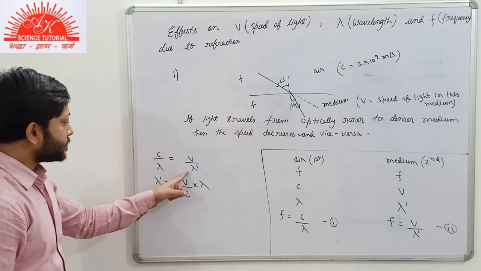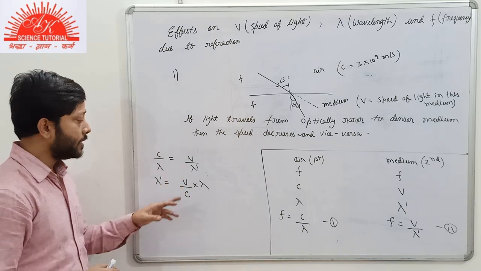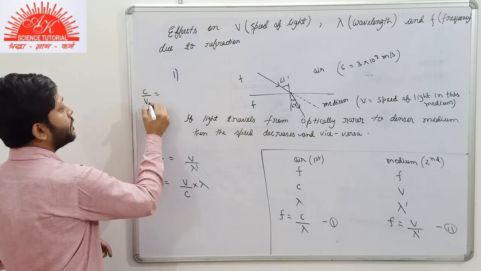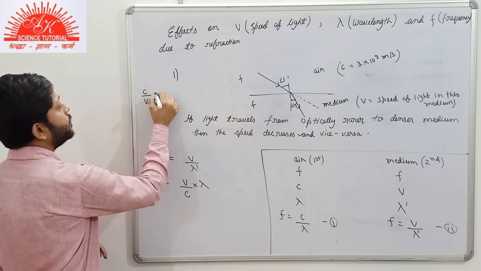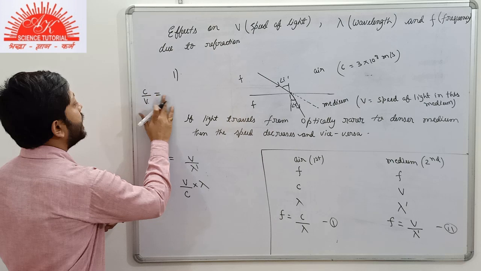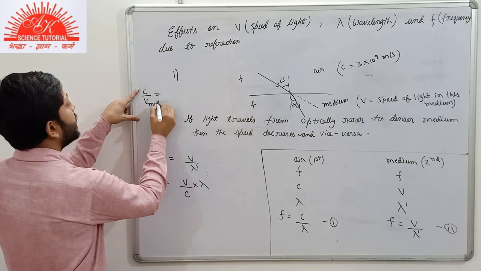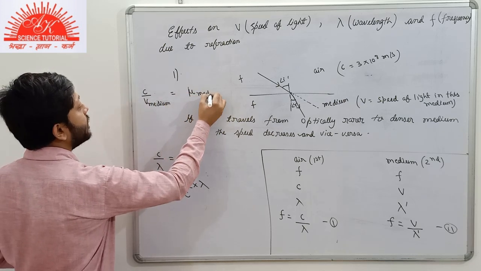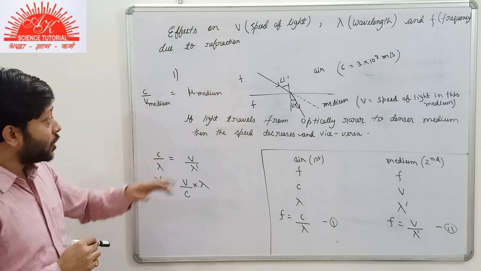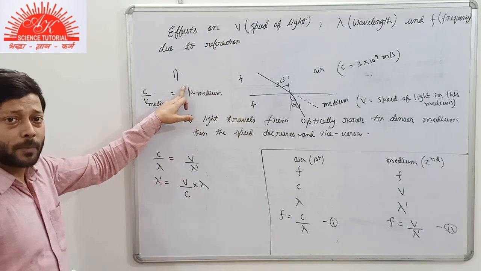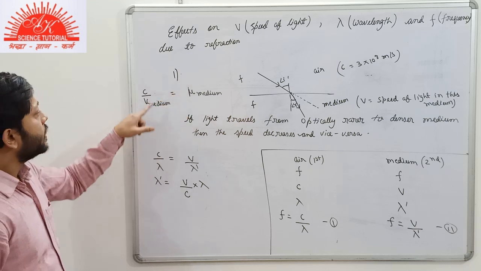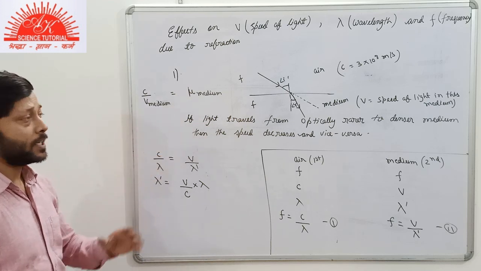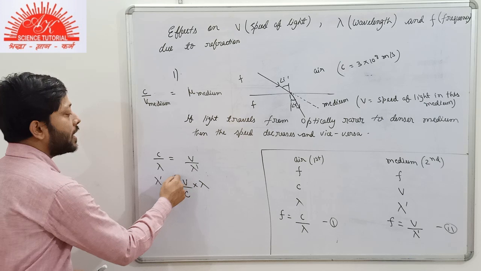So what do we do here? v by c. In the last part I told you that c by v, that is the speed of light in air or in vacuum to the speed of light in the given medium, is equal to the refractive index of the given medium, that is the absolute refractive index. If the first medium is not mentioned here, it means that the medium is air. So c by v is equal to the absolute refractive index of the given medium. But here we have v by c.